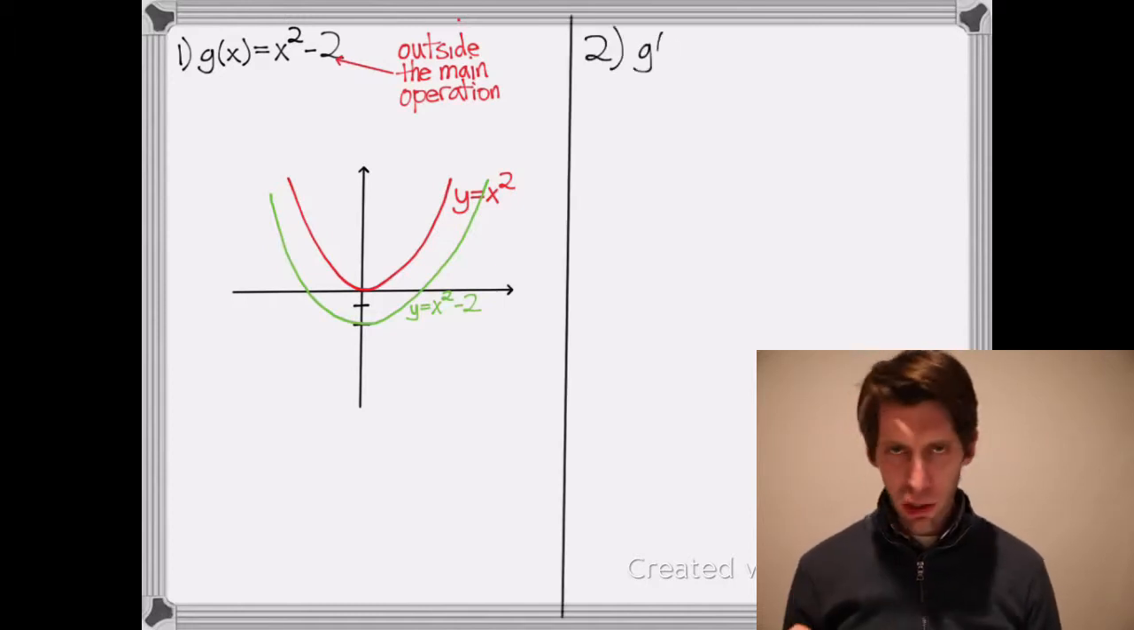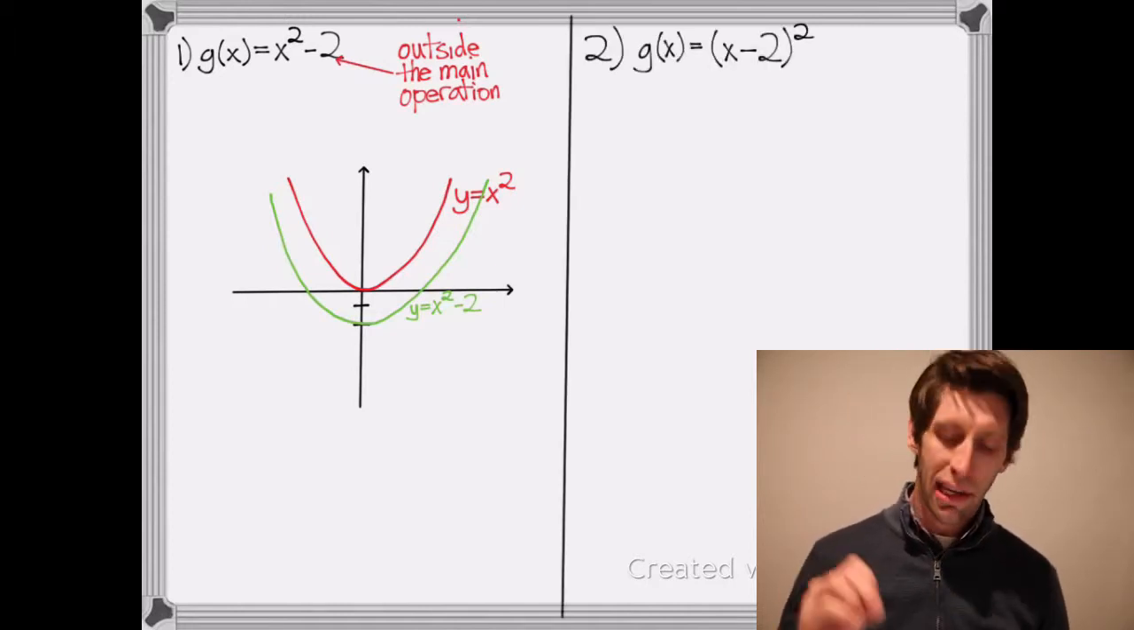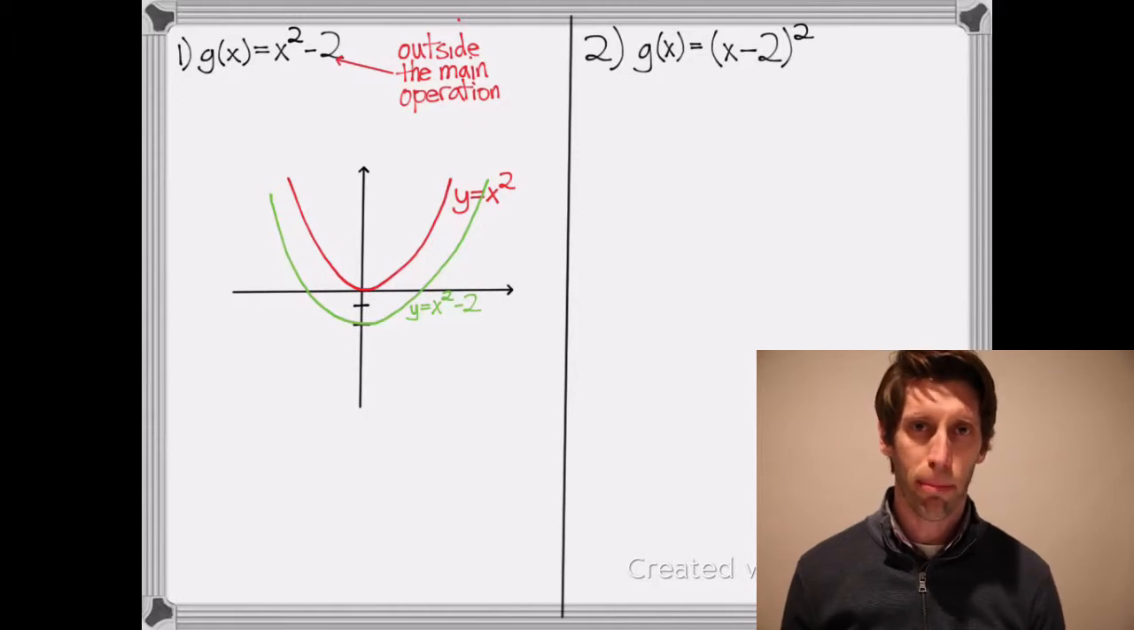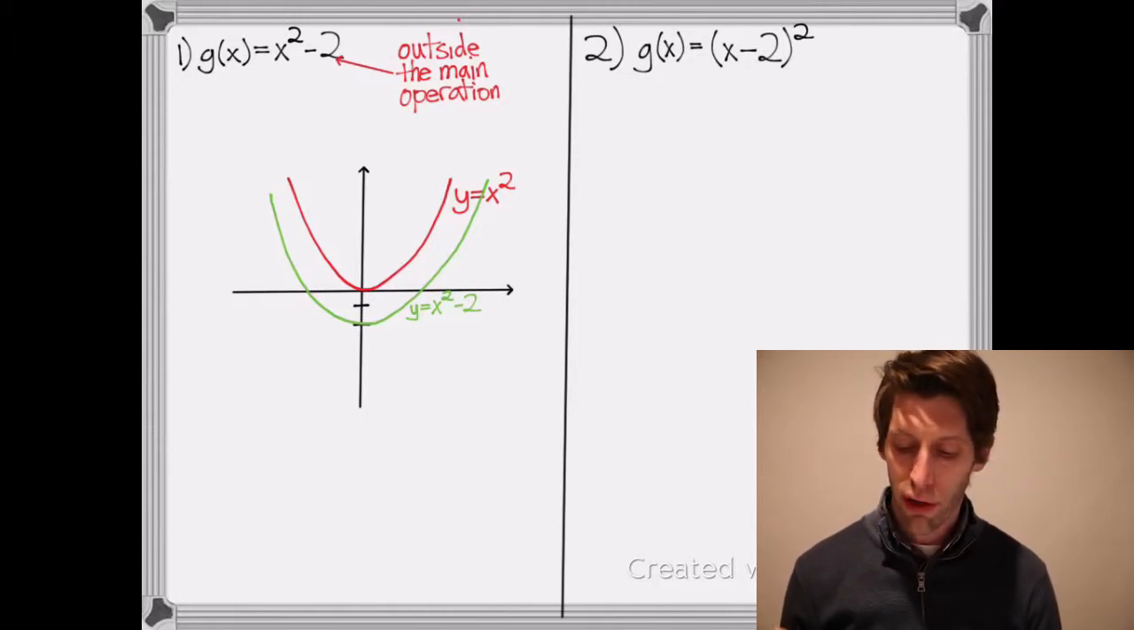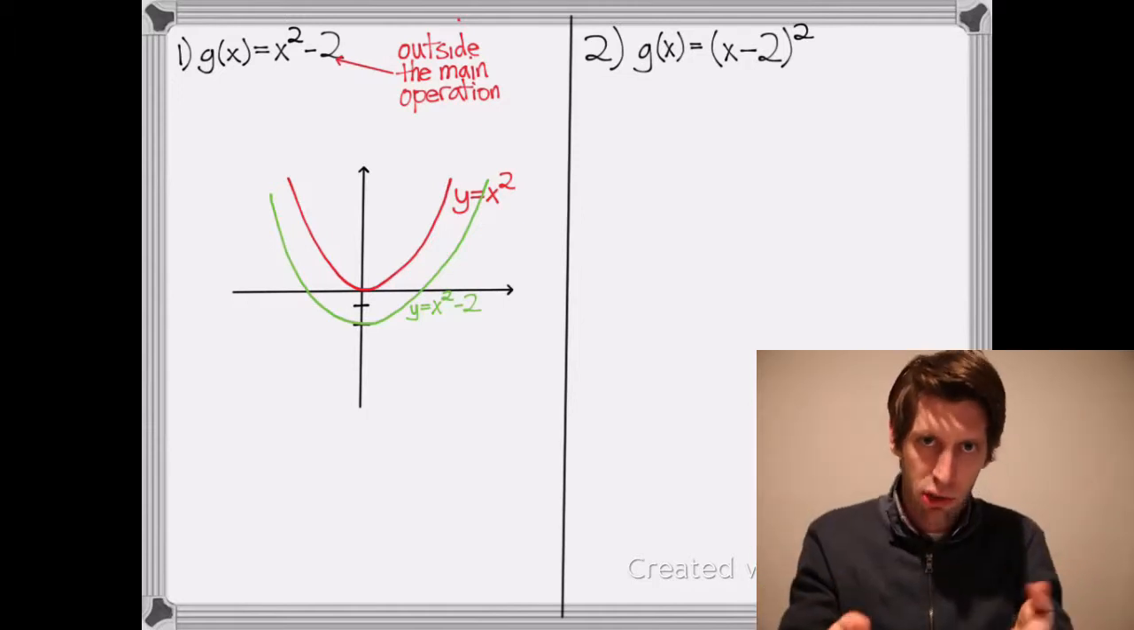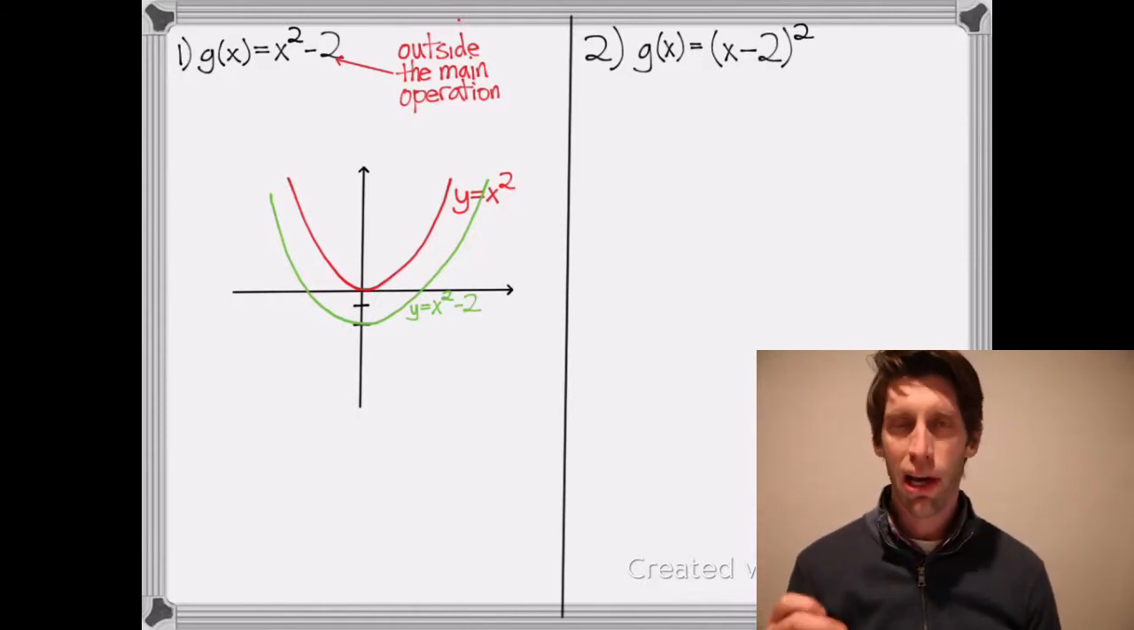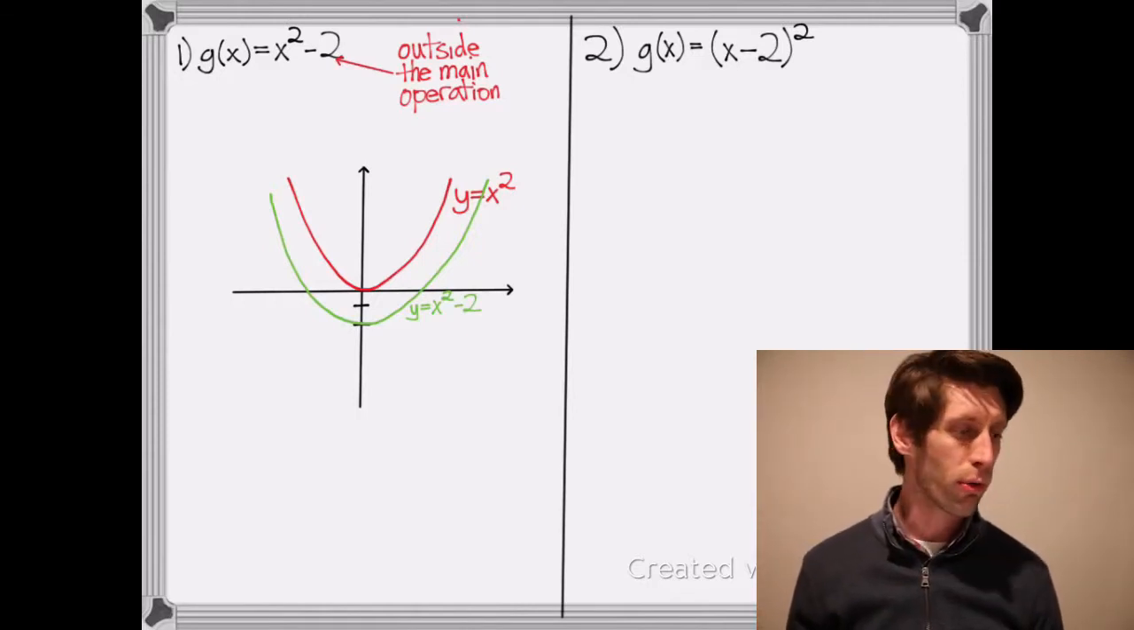Now, at this point, you want to pause the video and give part 2 of this example a shot. What you're going to do is graph g of x equals quantity x minus 2 quantity squared. So go ahead and pause, come back when you've given it a shot, and we'll go through it together.